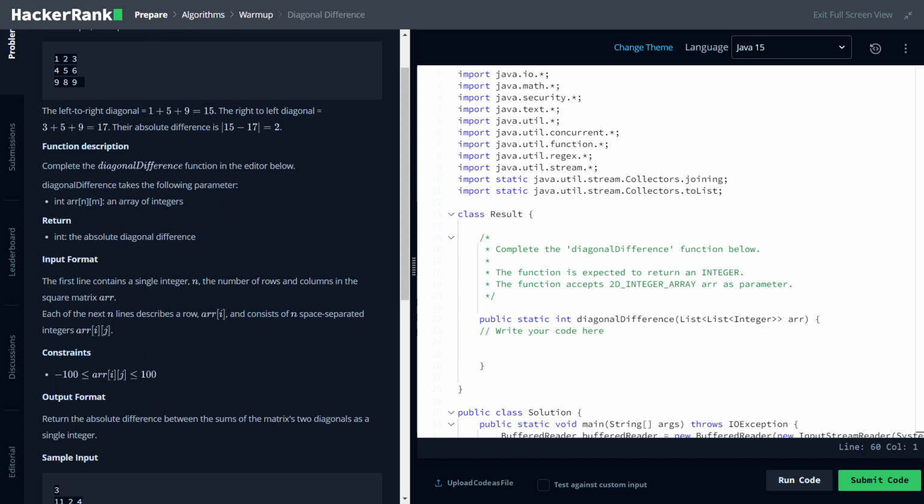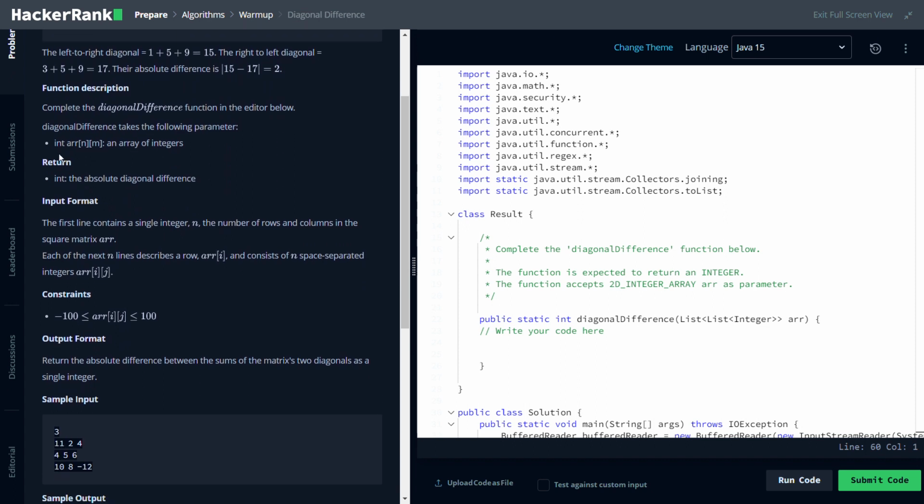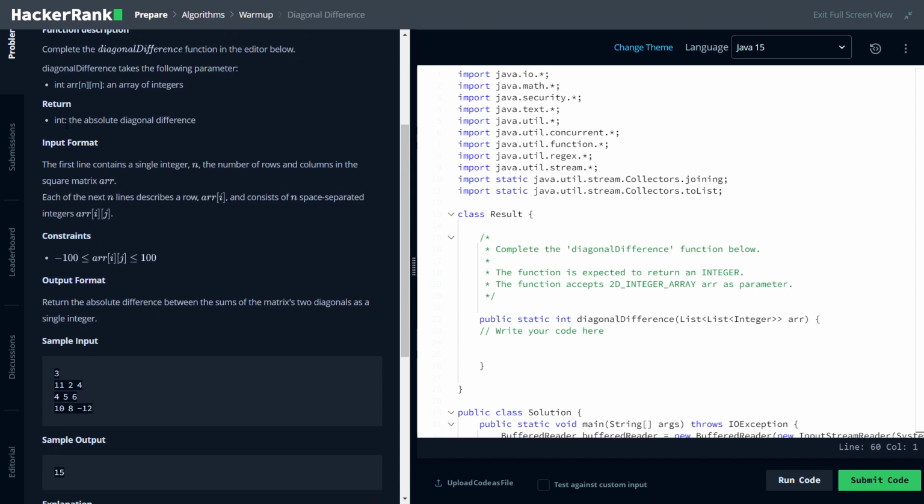Function description. Complete the diagonalDifference function in the editor below. diagonalDifference takes the following parameter: int arr, an array of integers. Return int, the absolute diagonal difference.